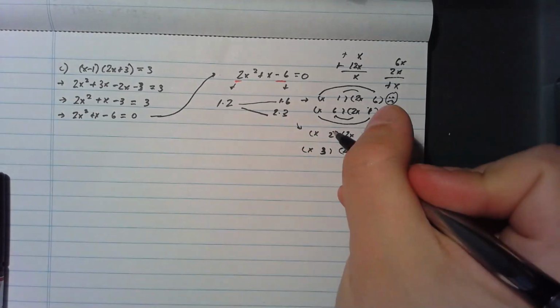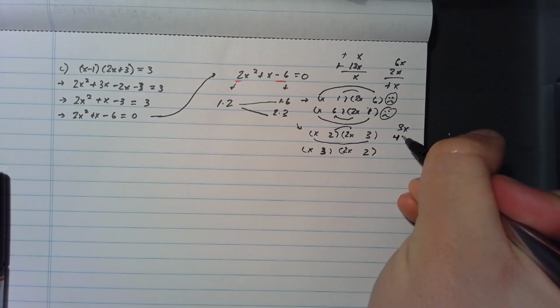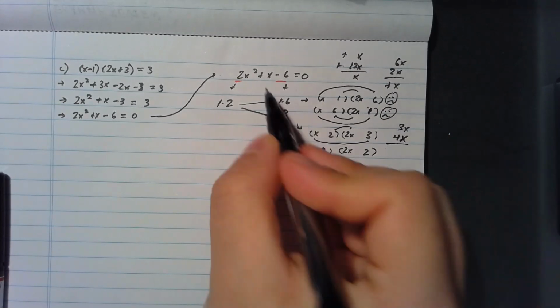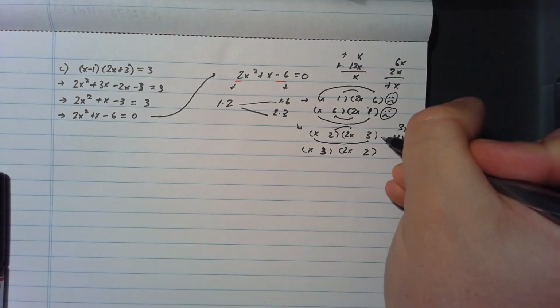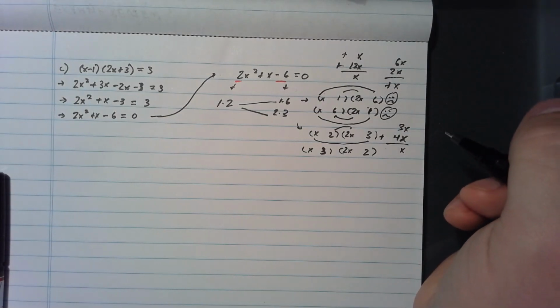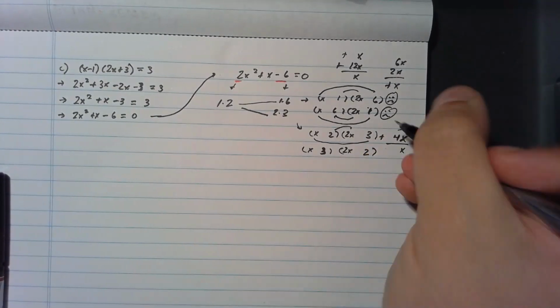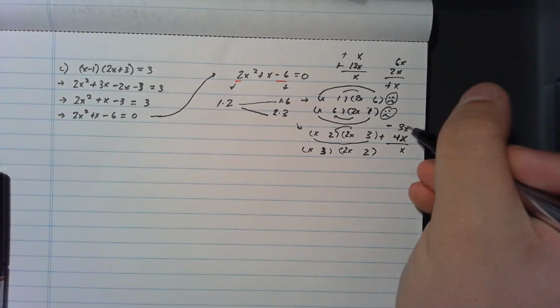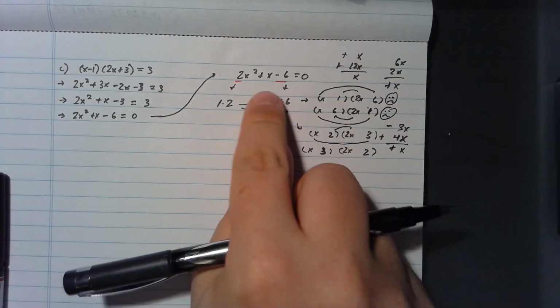So the outside here, that's 3x. The inside, that's 4x. I want them to add together to get x. Can I add them to get x in some way? Yes, I can. In order for these to combine to be x, this needs to be positive 4x and negative 3x, right? Do the math. Negative 3x plus 4x is positive x. And that's what I have, positive x.